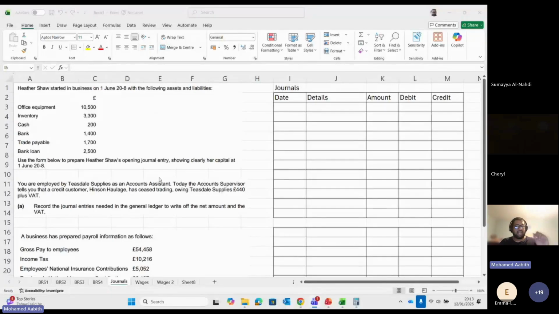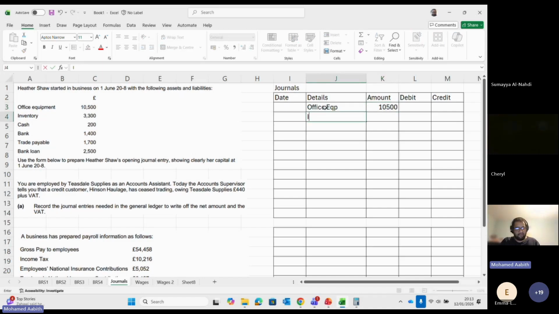So let's see here now. We're sharing this here. What we have, the office equipment, inventory, cash, bank, trade payable, bank loan. So we know here these are either assets or liabilities. And with this information, we will be able to find out the missing information, which is the capital. I don't have to do the dates now. Let's say here, office equipment, and that is for the amount of 10,500.